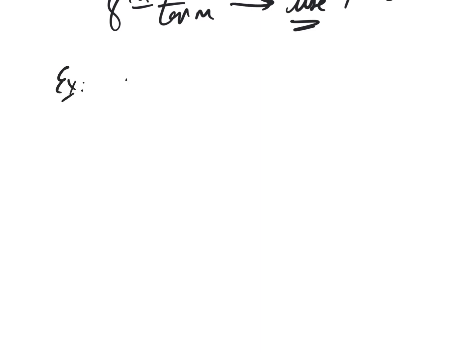So what we could write then is that our equation would be a sub n is equal to, and here's a specific example, 3 times a sub n minus 1 plus 4. Okay?